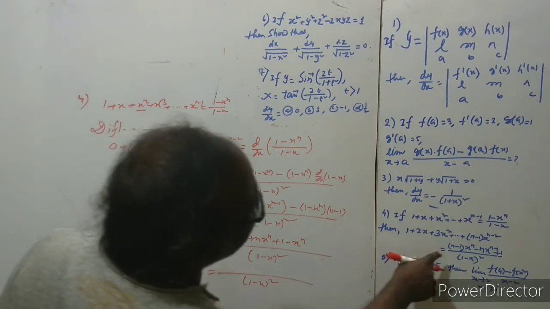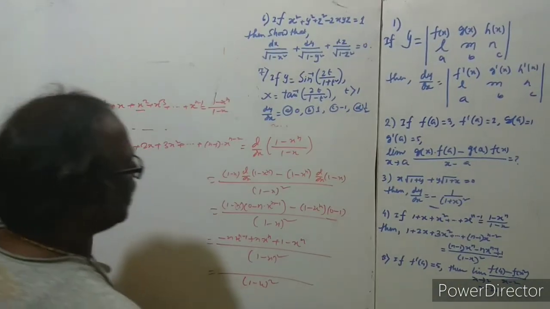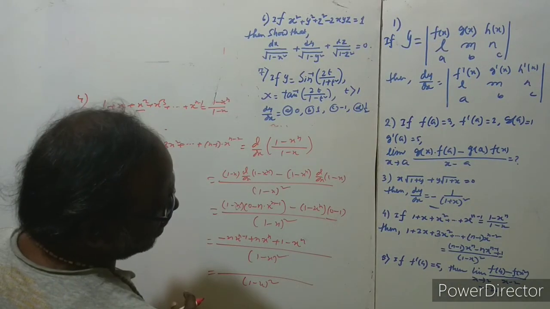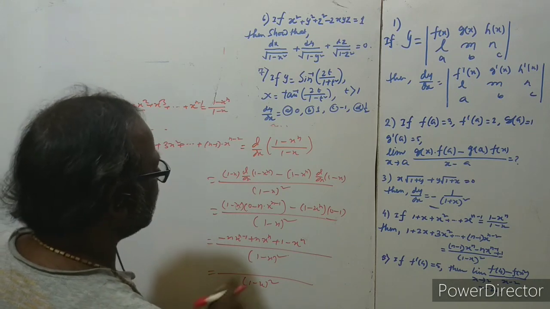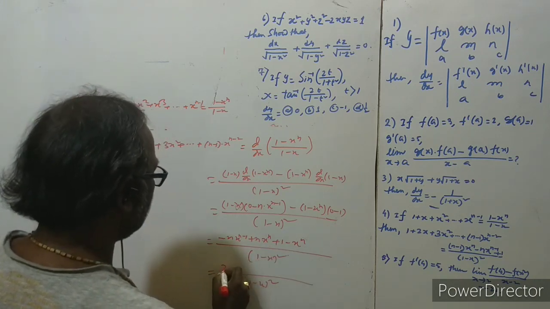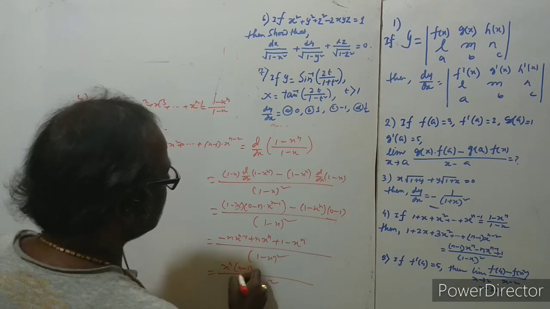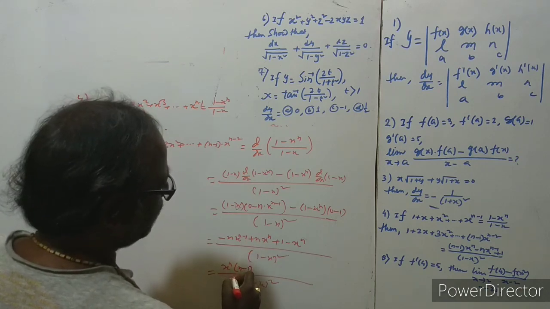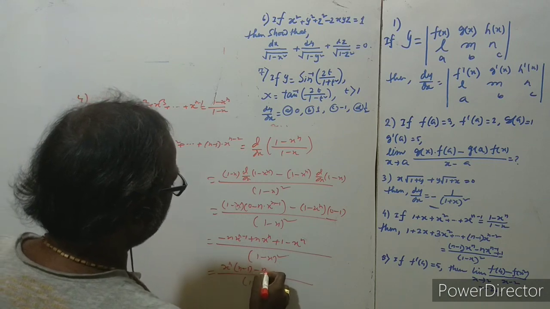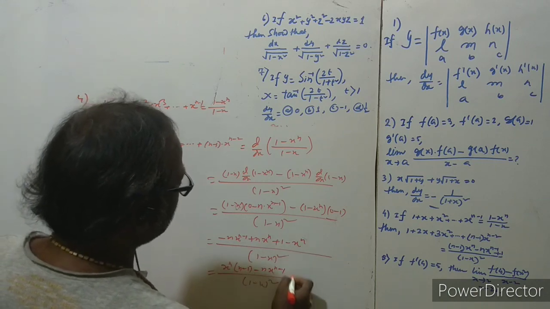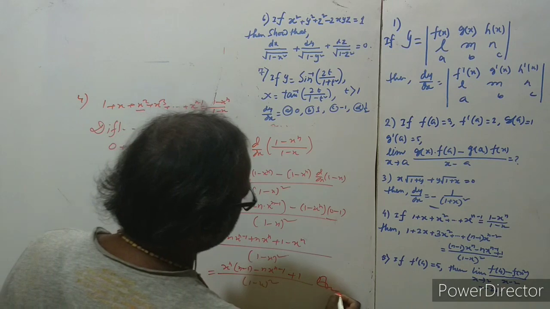You can see, take n x to the power n common here. Then take x to the power n common, so we have the factor n minus 1, and after this n into x to the power n minus 1, and this is plus 1. This is your answer.